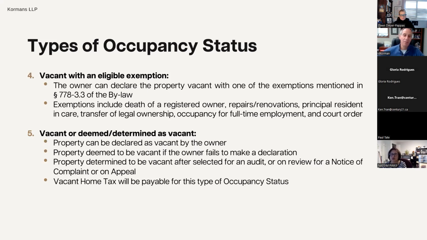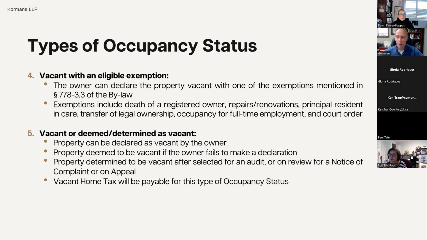Okay. And you'll have the easiest declaration to file because I'm just living there. It's mine. It's my principal residence. End of story. Right. That's the easy one, but you still have to file it by February 2nd. And if you don't, you're deemed to be vacant. You pay the tax until you appeal it and undo it.